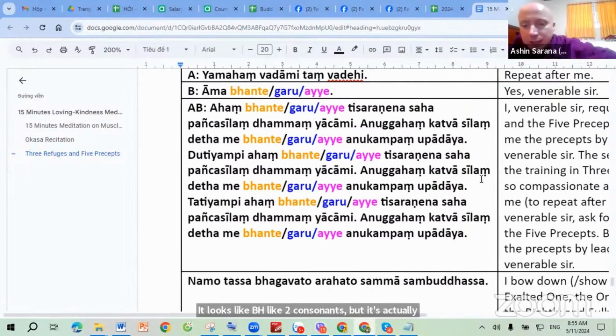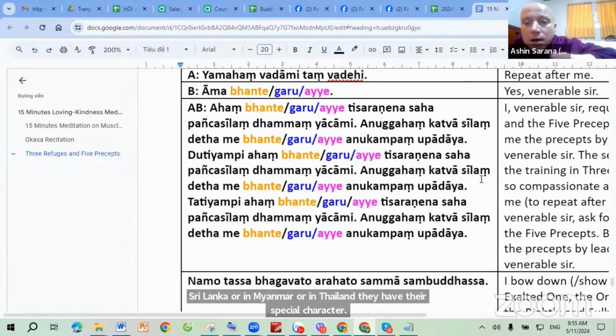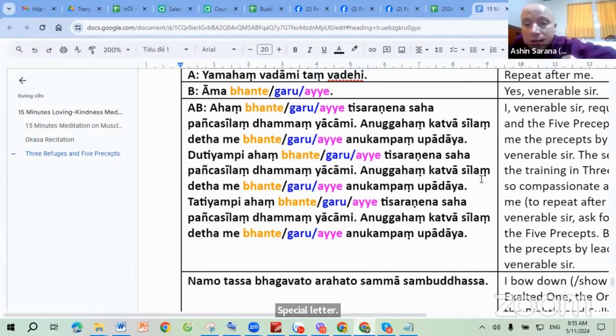Bh is one consonant. B is one consonant. You see, B is something else than Bh. We distinguish them. They're so different. In Sri Lanka or in Myanmar or in Thailand, they have their special character, special letter. Kh is written in a different way than K. It's taken as one sound, one letter. Kh, Gh, Ch, Jh. All right.